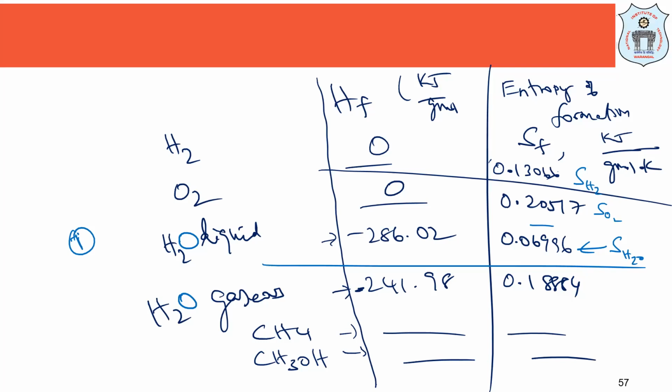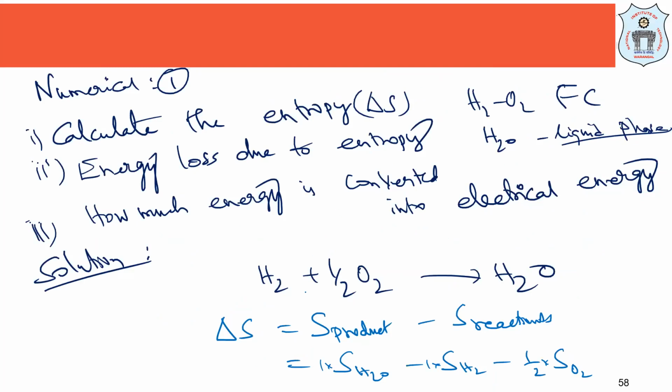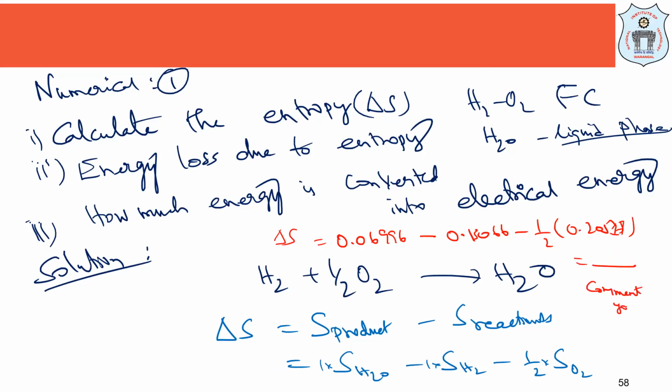What is the unit of delta S? For the unit, refer to the table. In this table, I have given you the unit of entropy, kilojoules per gram mole Kelvin. So what is the value? Please write that one. So that is 0.06996 minus 0.13066 minus half into 0.205117 gives us the value of delta S. Okay, so please comment your value. If you are watching this video, you will be commenting here.